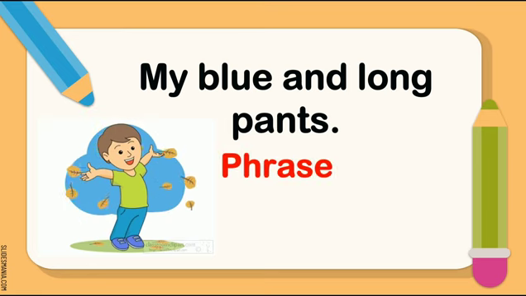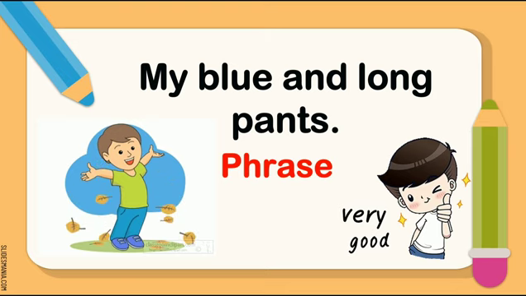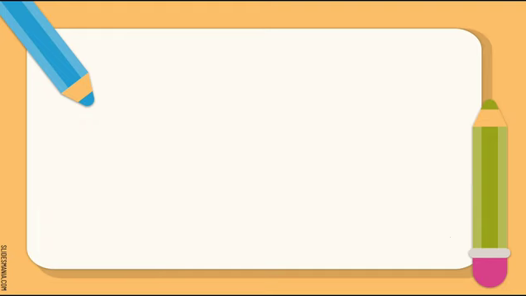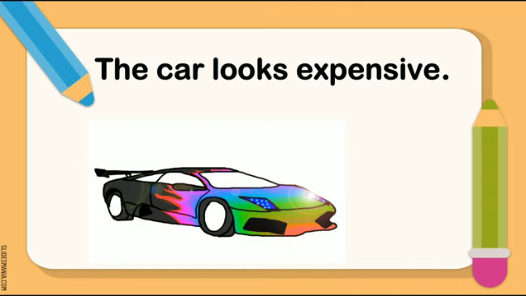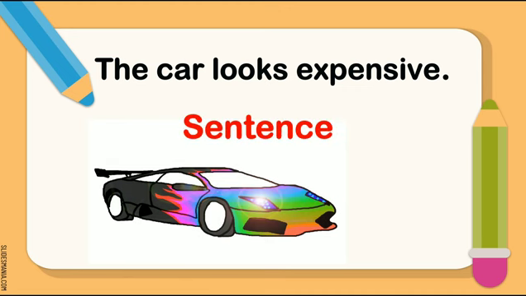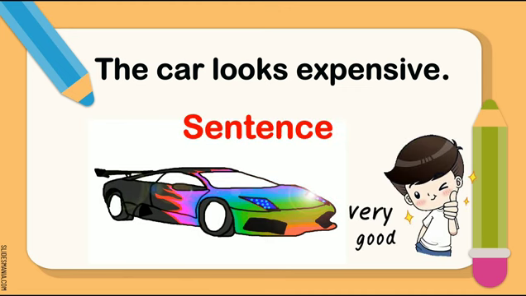So kids, do not look at the length of the group of words. Not because it is long, you would automatically say it's a sentence. You always have to read and understand if the group of words has a complete thought or complete idea for it to be a sentence. It doesn't matter if it's short or long. And lastly, the car looks expensive. This one is definitely a sentence. Good job, children, if you got it all correctly. Very good.